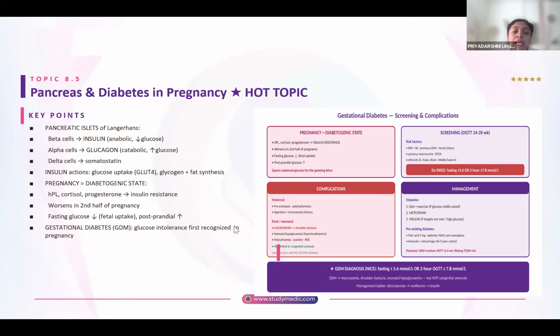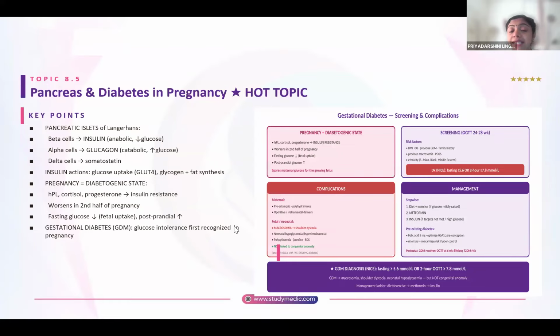Now, what are the key actions of insulin? Insulin causes glucose uptake. You'll remember that you're just having a meal. Now, what happens after a meal? The level of glucose is high. Why is it high? It is because of the GLUT4 receptors that are present in your duodenum and small intestine. And what does this GLUT4 do? It is going to increase the glucose uptake.